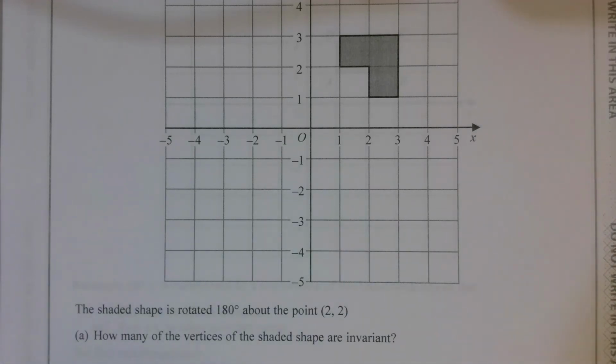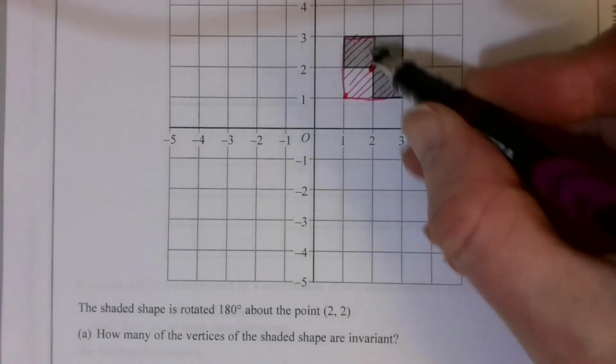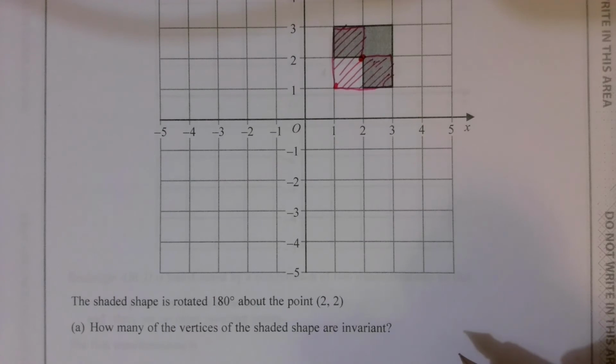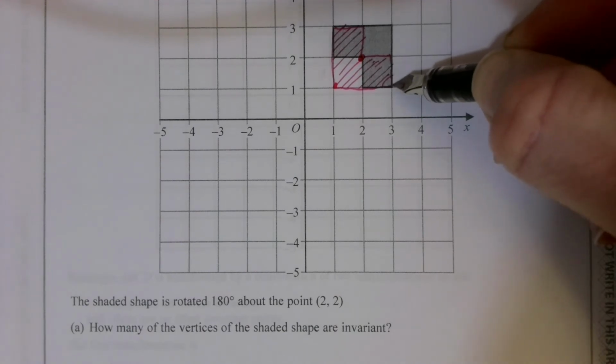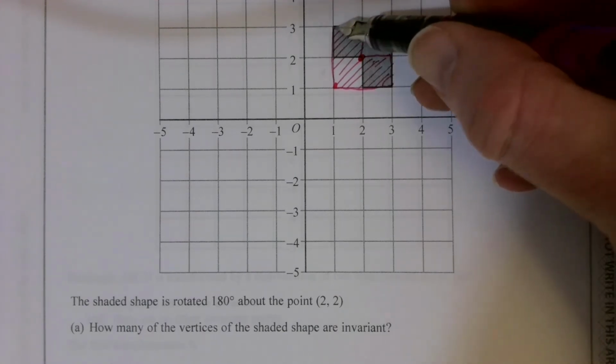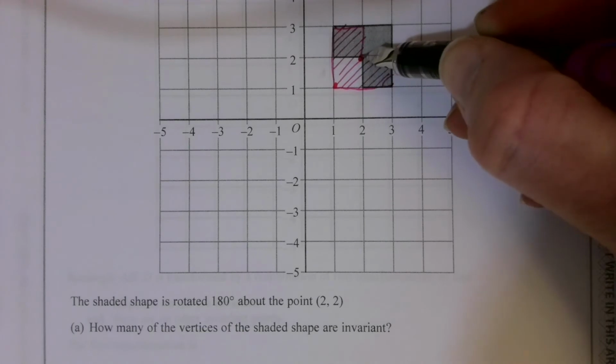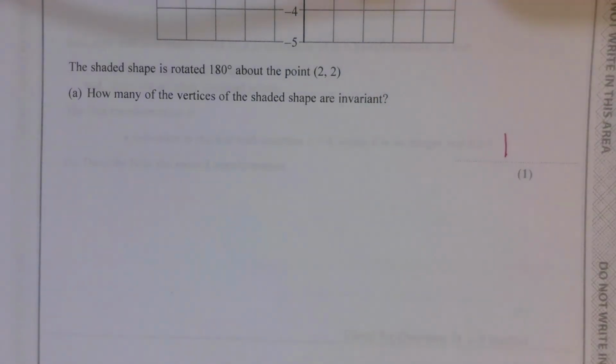Strange looking question this. So if I rotate it 180 degrees about 2, 2, I get this shape here that I've just shaded in like that. So how many of the vertices are invariant? That means not different, not varied. And you might want to say 3 because you've got that point, and that point. But this point is actually where that one was, and that one has swapped with this one. So the only one that's in the same place as it was is that one. So your answer on that has to be 1.